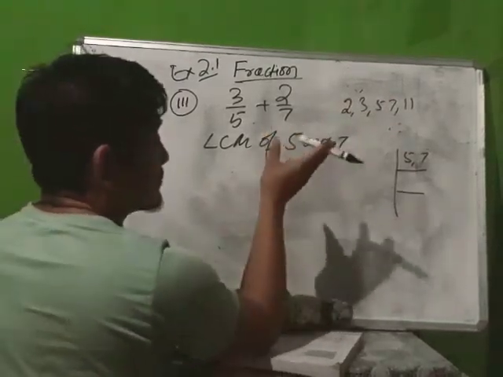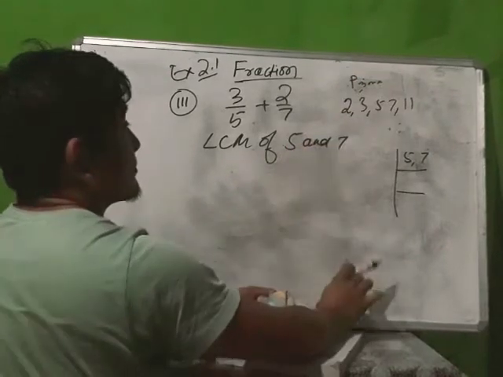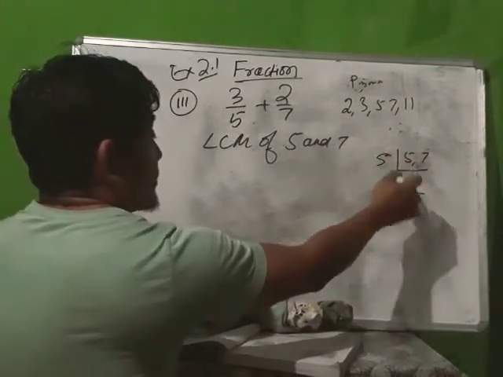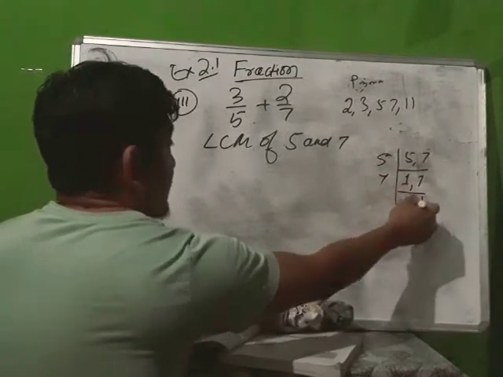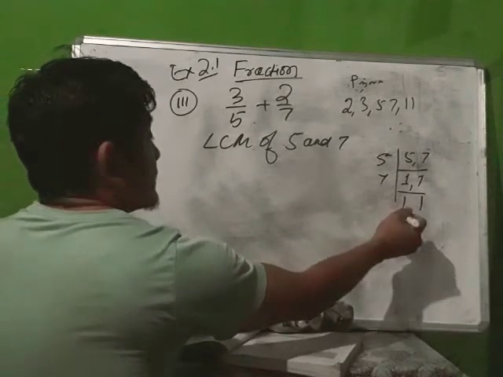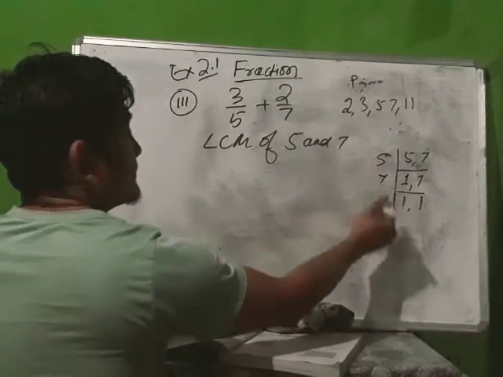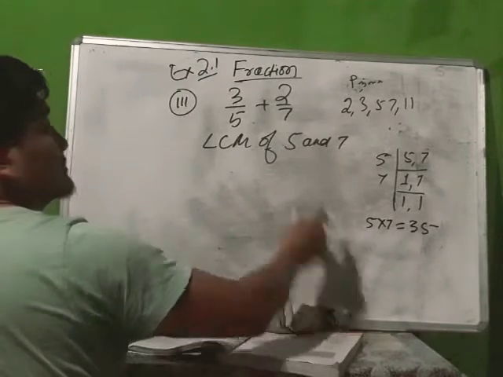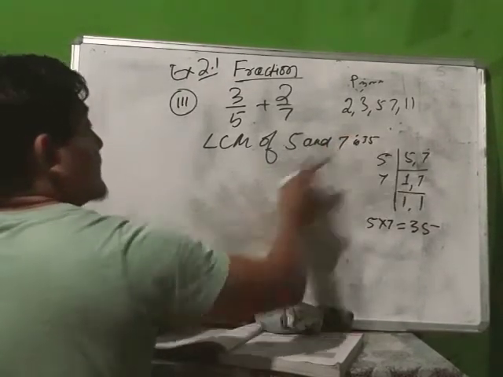These are a few prime numbers that I have written here: 2, 3, 5, 7 and 11. So we use 5, the smallest one. 5 ones are 5. Then 7, you just write 7, and again 7 ones are 7. Your process will come to an end once you get 1 and 1. So 7 and 5 are there, and 5 into 7 will come as 35. So we'll write: LCM of 5 and 7 is 35.